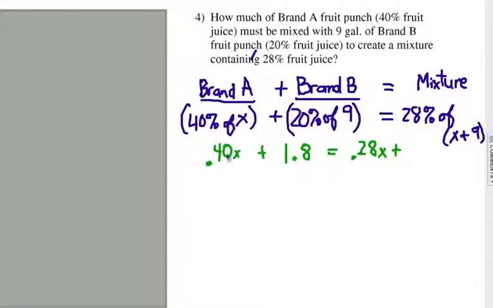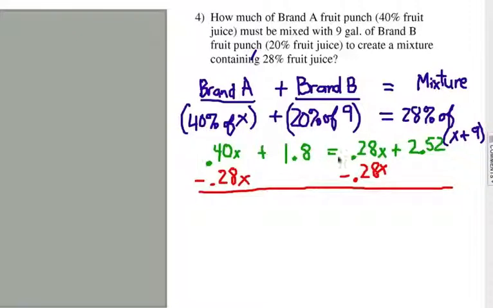Now we have 0.40x plus 1.8 because that's 0.2 times 9 equals, now this is 28% of x plus 9, so that's our distributive property. 0.28x plus, what is 0.28 times 9? Yep, it should be about 2.52. Or even exactly 2.52.